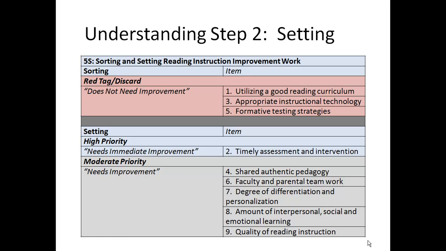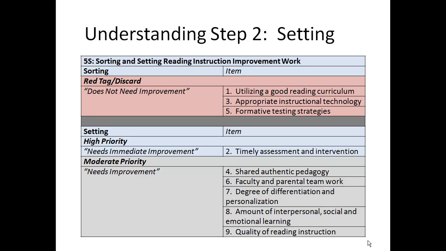So obviously we know that the ones that don't need improvement, strategies 1, 3, and 5, we're just going to sort of set those aside, what we call red tagging. And that means that they're okay. So we can just set them aside and we don't have to really think about them that much. What this setting step does is it helps you to bring forward what needs attention, or what the status is, the hierarchy of needs, and so on in a district.